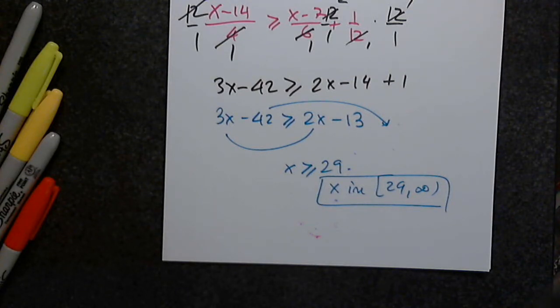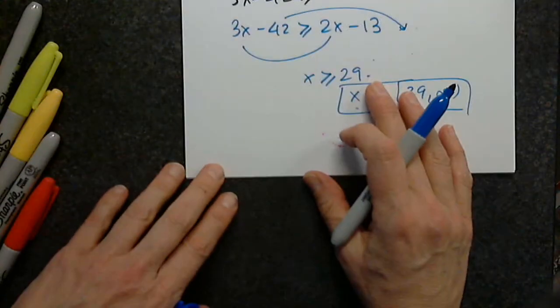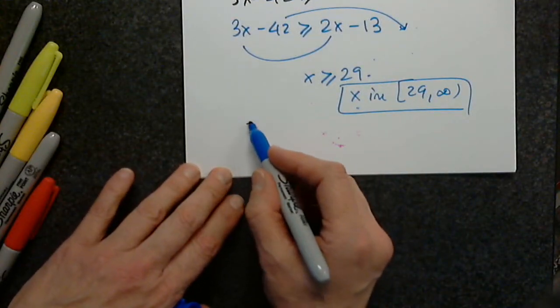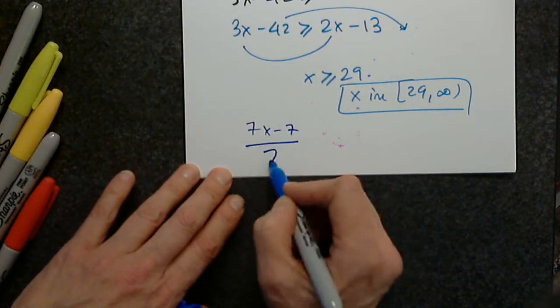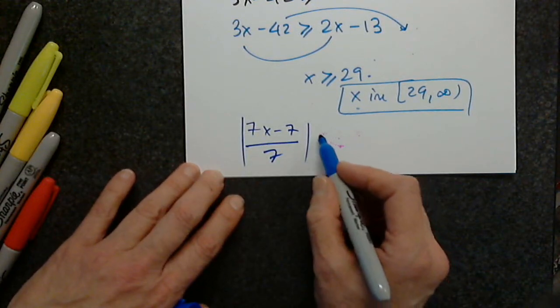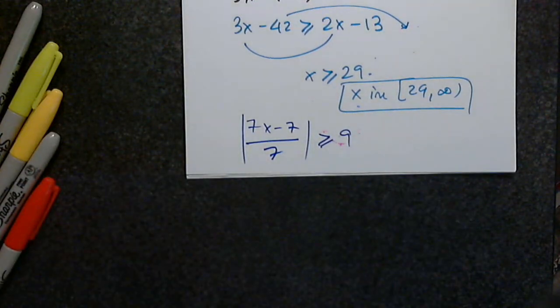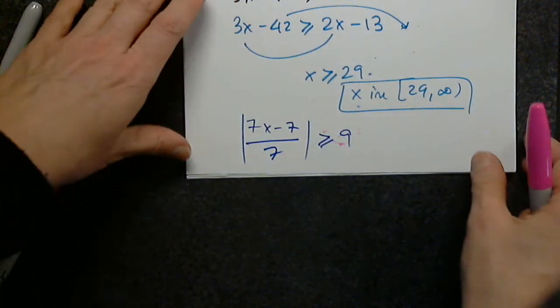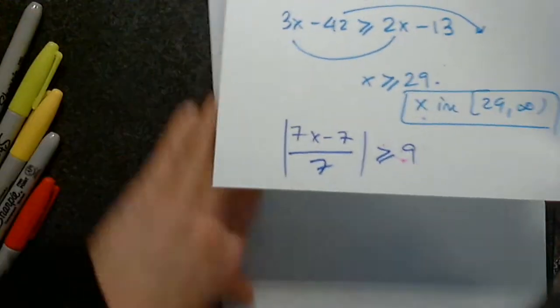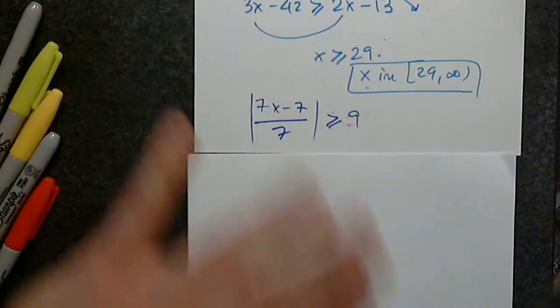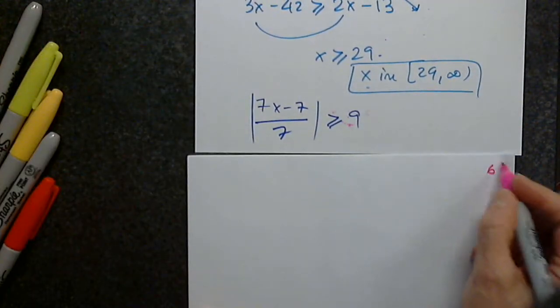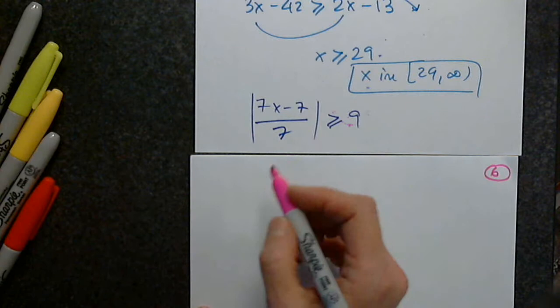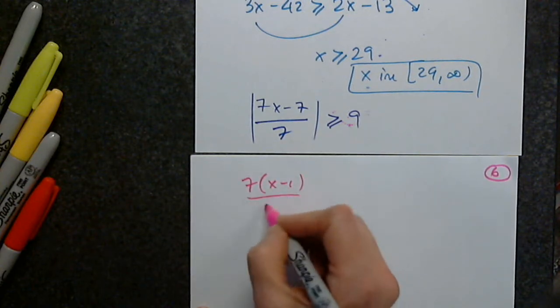Number 8. So the inequality for x, and we have 7x minus 7 divided by 7 in absolute value greater than or equal to 9. Here's what I would recommend. I see that inside the absolute value, remember we cannot touch this. But inside the absolute value, I can factor out 7.